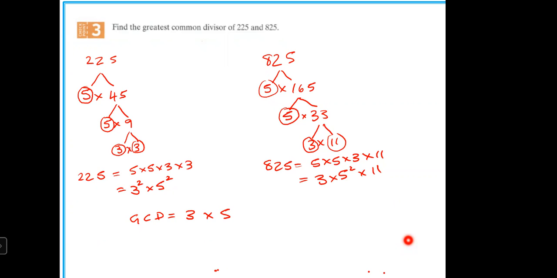And which of the 5s have the lowest power? 5 to the second. So the greatest common divisor then would be 3 times 5 times 5, which is equal to what? 75. 75. Thank you.